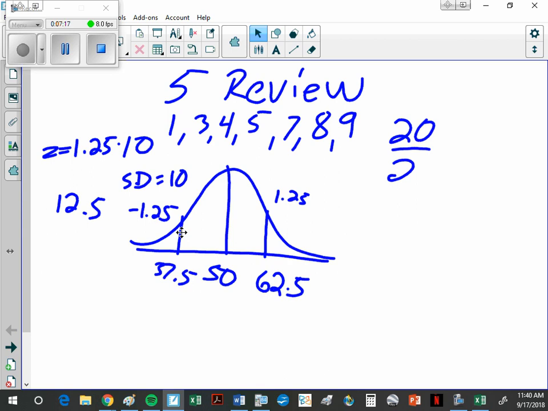So the first one has a difference of 162 divided by 110. Oh, it's 120 this time. Sorry, 120. So 162 divided by 120 is 1.35. And I'm going to do my shade norm from 1.35 to 5. And I get 8.8%.